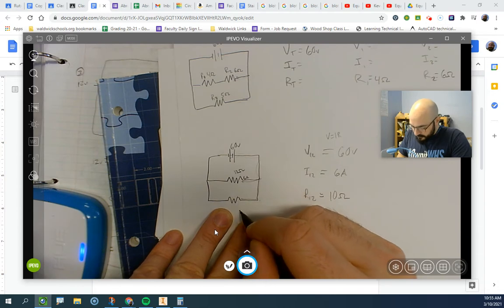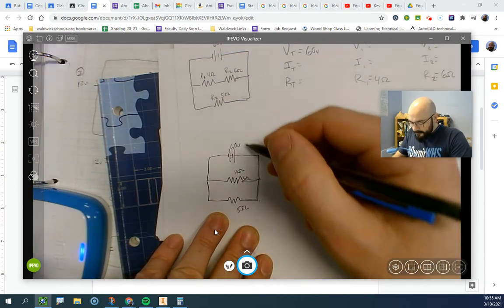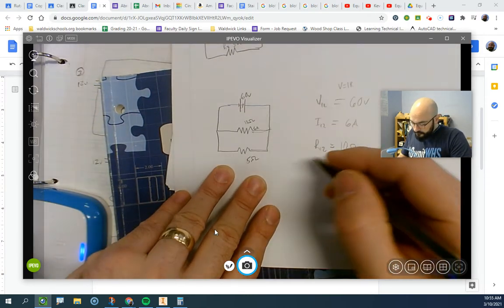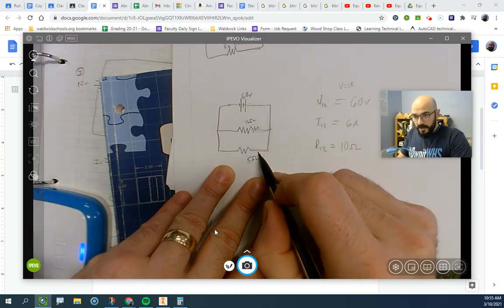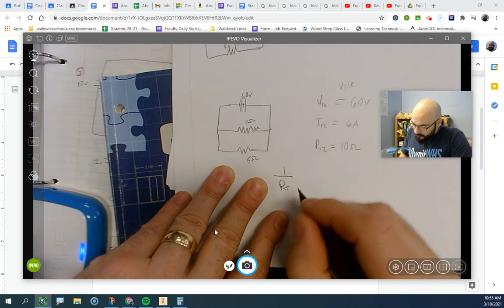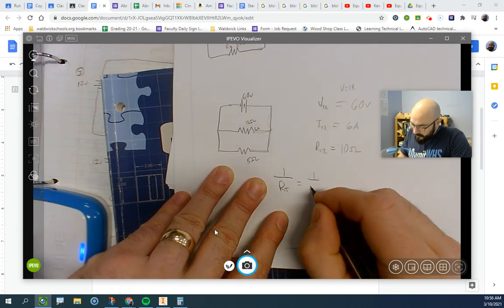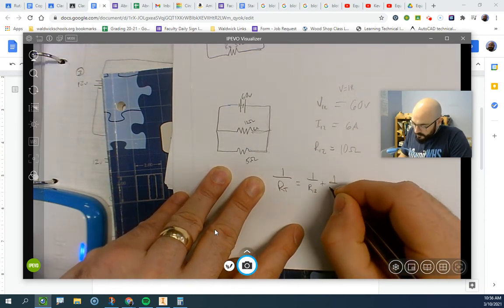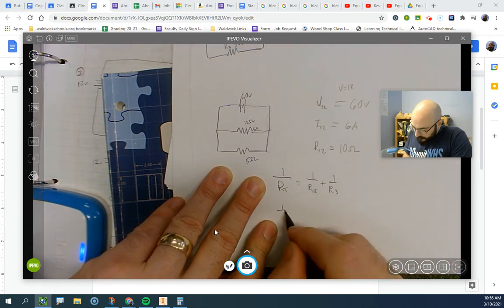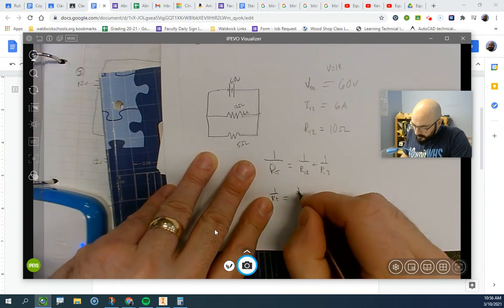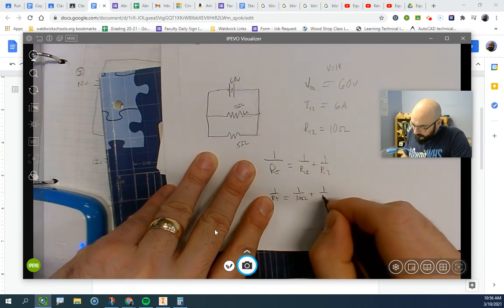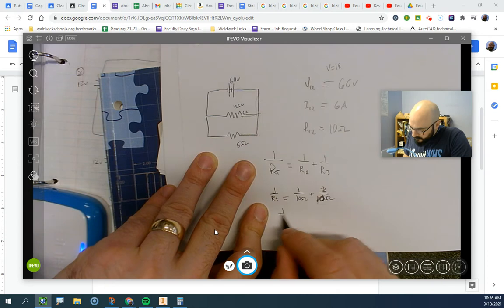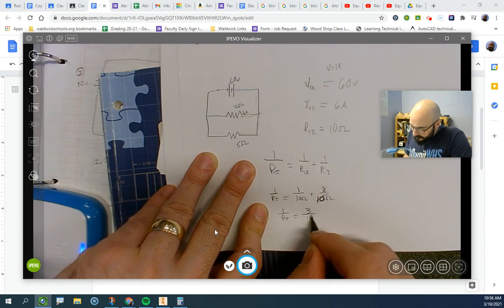And now here is our other resistor. We got 5 ohms. We got 60 volts. Now we can consolidate and figure out the total resistance. So total resistance, these are in parallel. So it's going to be 1 over total resistance is equal to 1 over R12, I'm just calling it R12, plus 1 over R3. Okay. So 1 over RT equals 1 over 10 plus 1 over 5. Okay, so that's going to be 2 over 10 is the equivalent. So 1 over RT equals 3 over 10.